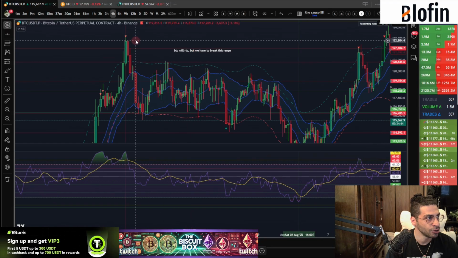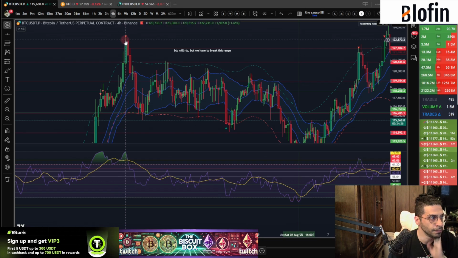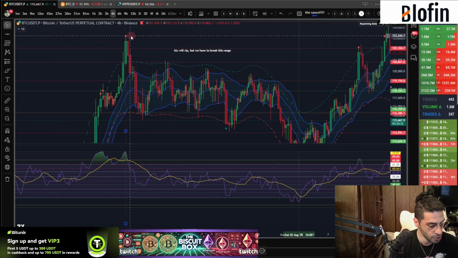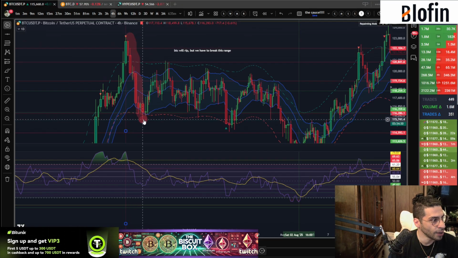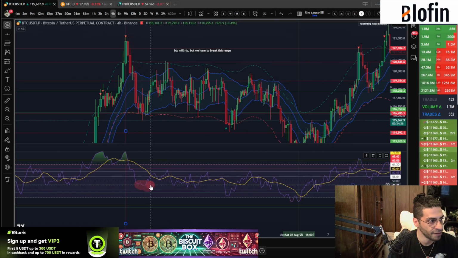At that point, I would be trying to short it. Right there was the area in which bulls could not drive it up a little bit, and then we started to go down. So around here, you can see we ended up leveling out at 45 RSI. We had a little bounce from there.